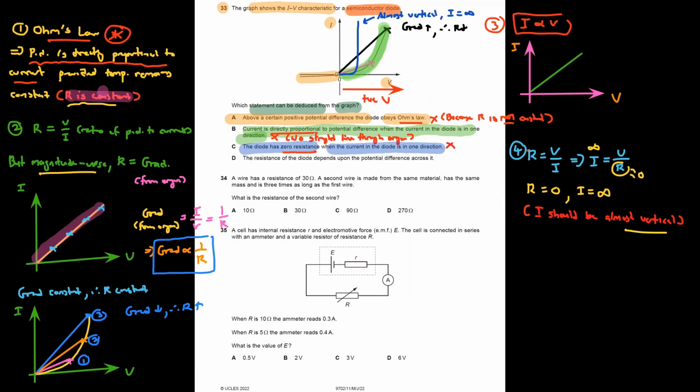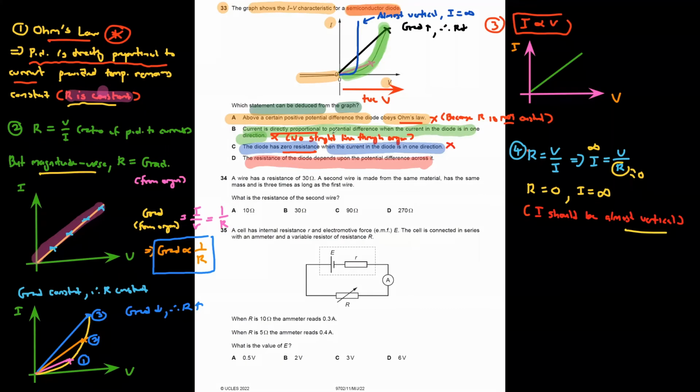Okay, the diode has zero resistance when the current in the diode is in one direction. So this is out. So the last one should be the correct answer here. But let's check that one out too. The resistance of the diode depends upon the potential difference across it. So in your case, if you look at how the resistance changes with potential difference, we actually did something related to this earlier in part 1.